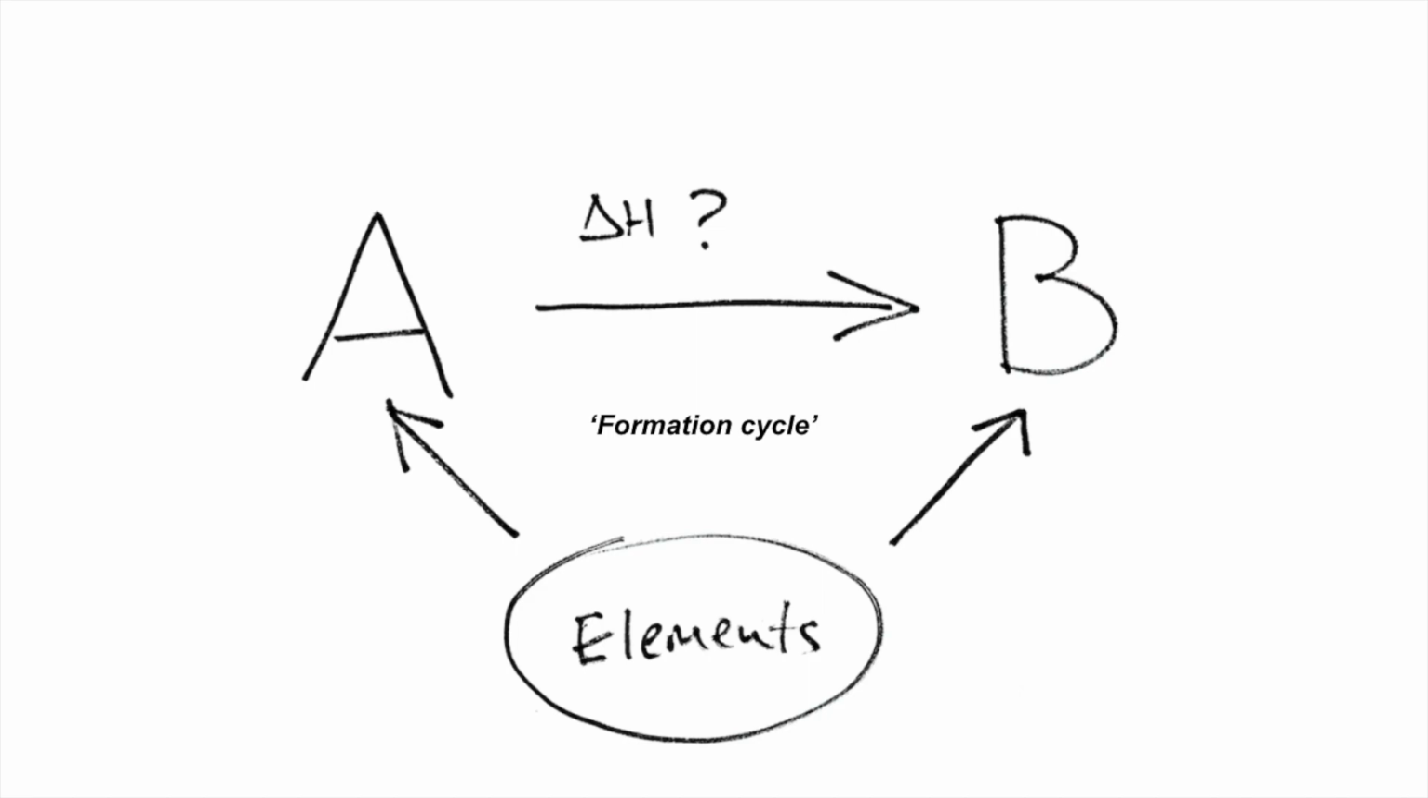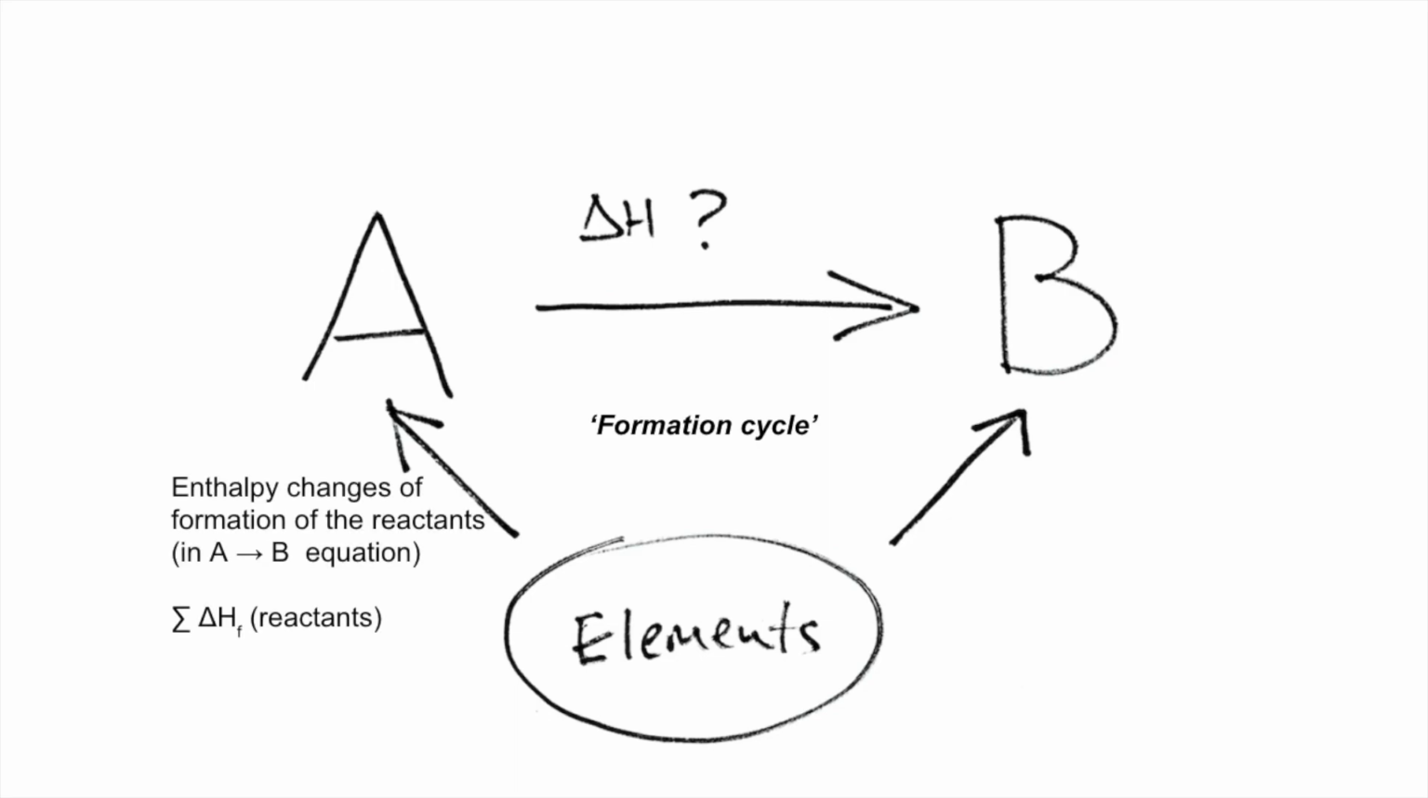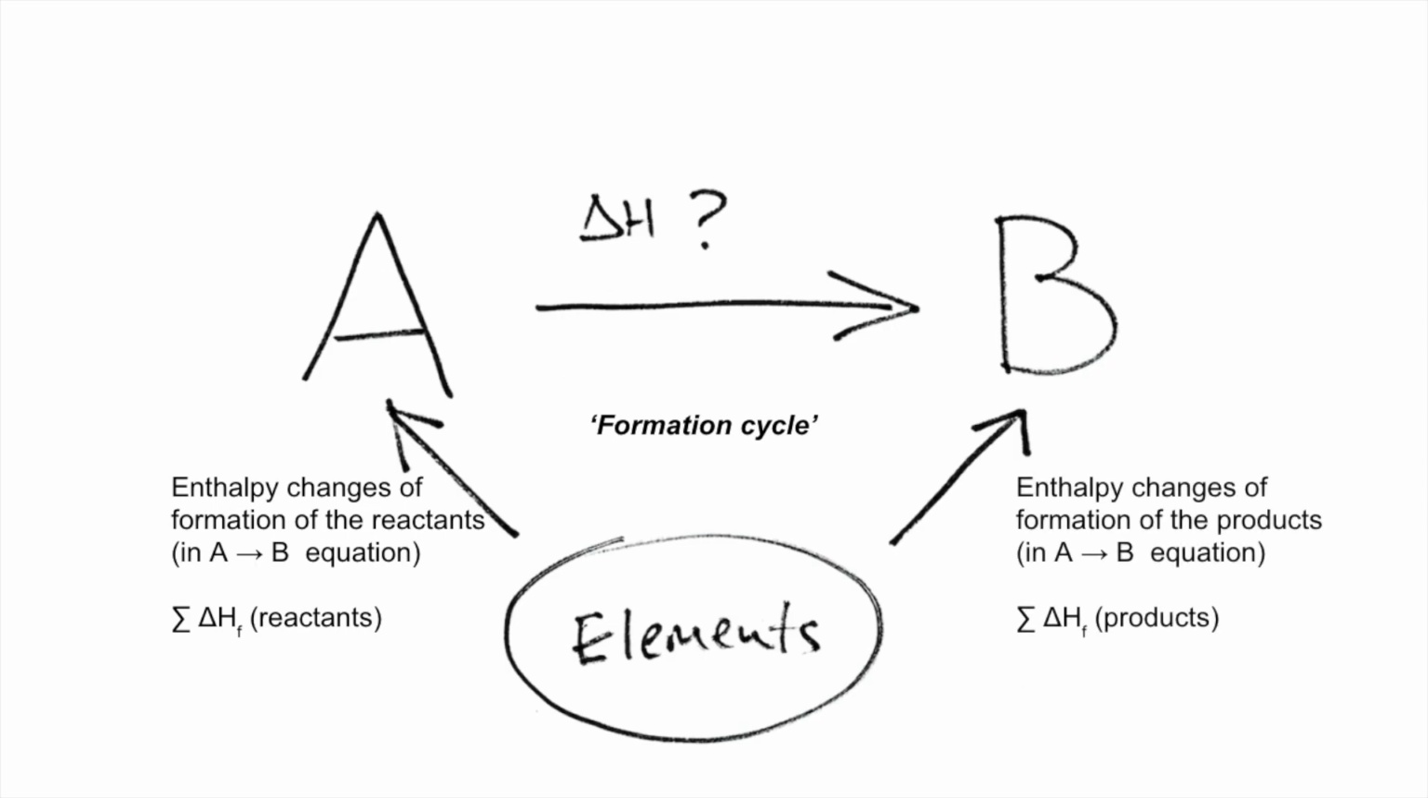So we'll have formation data for all of the reactants and all of the products, and basically the cycle creates all of those from the elements. So the arrow going up to A represents the enthalpy changes of formation of the reactants in that A to B equation. So if there's more than one, that would be the sum of the enthalpy changes of formation of the reactants, and likewise the arrow going up to B is the sum of the enthalpy changes of formation of all the products.